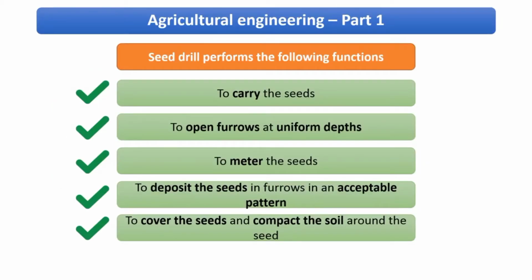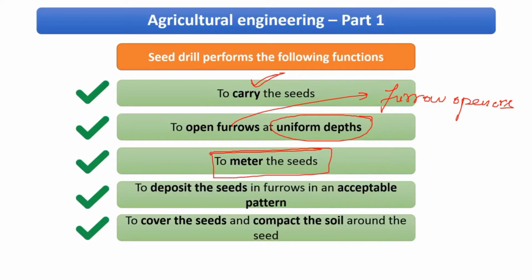So a seed drill basically performs the following functions. It carries the seeds, right? It opens the furrows at uniform depth. Remember, we are using furrow openers to do so, based upon the type of soil we are working on. Then it meters the seeds. This is the seed metering mechanism that we were referring to.